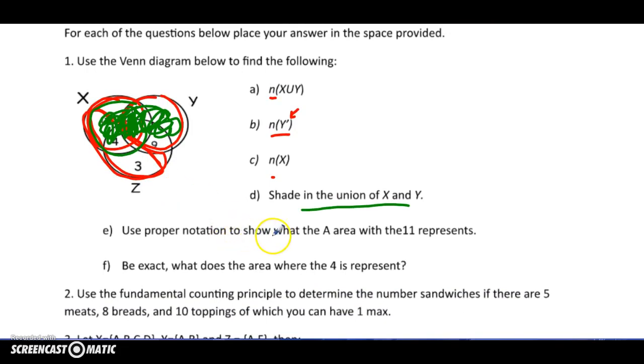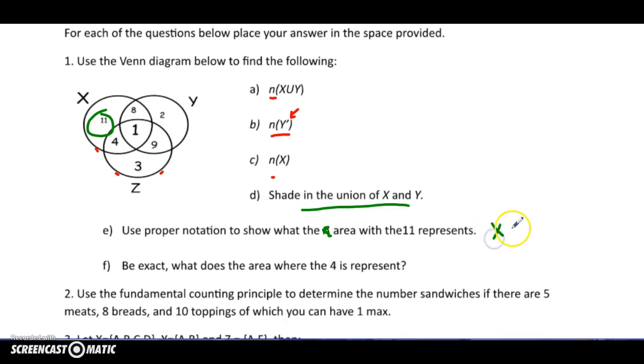Use proper notation to show what the area with the 11 represents. Let's clean this up to figure out where the 11 is. I saw a couple nice answers for this. One would be, so the 11 is here. Let's talk about what 11 is. 11 is in x, but not in anything else. So it's in x. It's the union maybe of x and what's not in everything else. So it would be the union of x and what is not in everything else, which would be this. That's one way to write it.